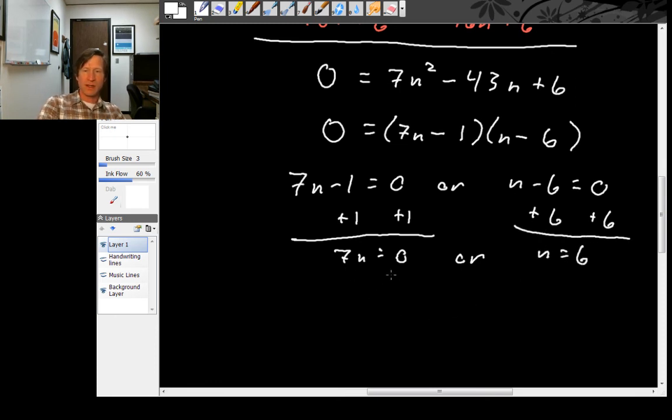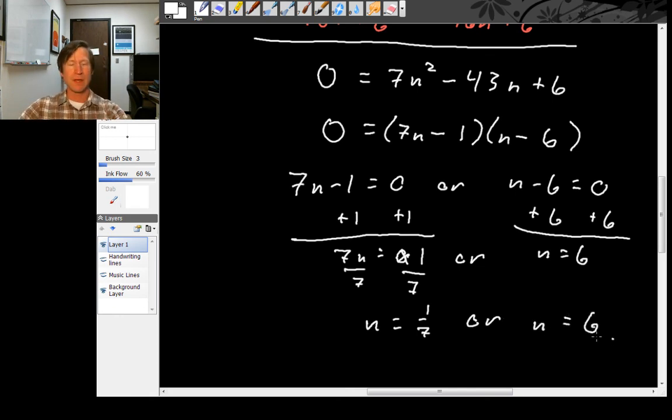Okay, and then finally, I'm sorry, not 0. This should be a 1 right here. Sorry about that. And then last step, divide this 1 by 7 on both sides. We get either n equals 1 over 7 or n equals 6. And that's it. We're all done.